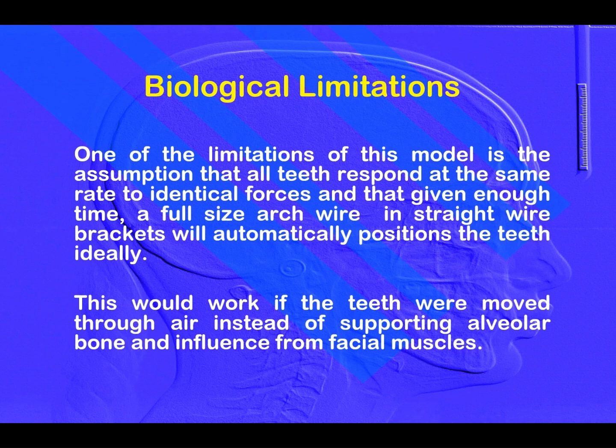Another major deficiency of the pre-adjusted edgewise appliance is a biological limitation. The assumption is that all teeth respond at the same rate to identical forces and that, given enough time, a full-size arch wire in pre-adjusted edgewise appliance brackets will automatically position the teeth in their ideal position. This would work only if the teeth were moved through the air instead of supporting alveolar bone and influenced by facial muscles. Thus, the first, second, and third order effects incorporated in pre-adjusted edgewise brackets may not be expressed fully even if a full-size arch wire is engaged for a sufficient duration.